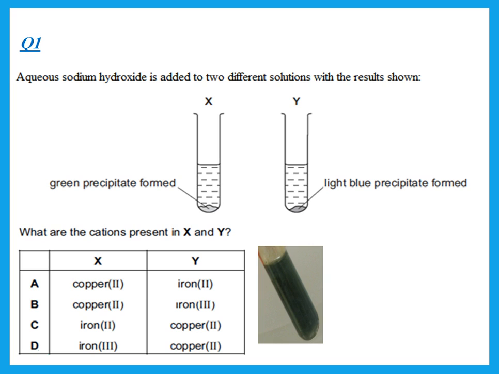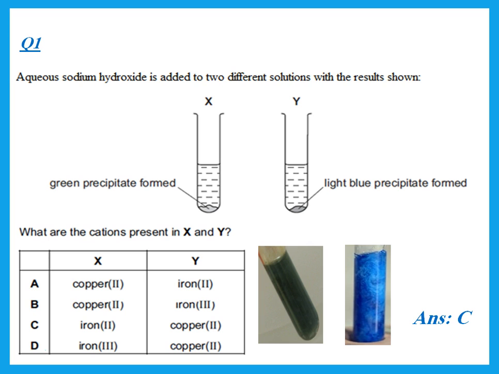Now he added sodium hydroxide to solution Y and he got a light blue precipitate. Which cation gives blue precipitate with sodium hydroxide? The only thing that gives blue is copper. Copper 2, so my answer is C.